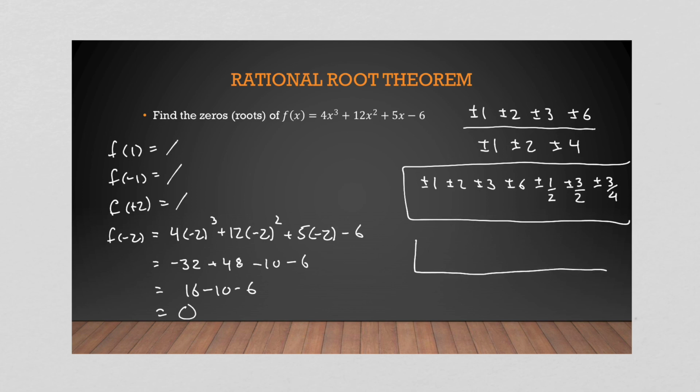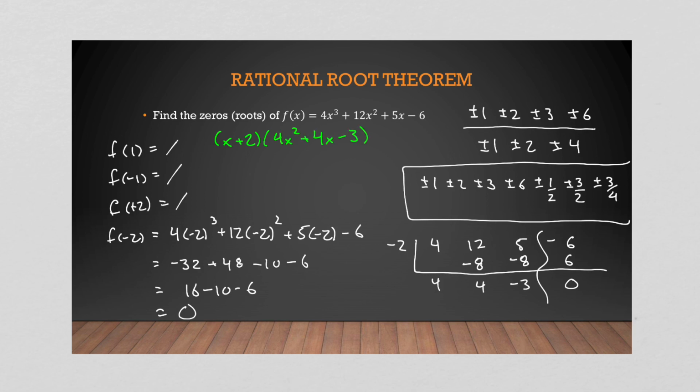So let's go to our synthetic division. 4, 12, 5, negative 6. Negative 8, 4, negative 8, negative 3. Sorry, that's a negative 6, 6, 0. Awesome. So we get our factored form. I'll write it right in the middle here in green. So now we get x plus 2, because x equals negative 2 is a root. And then we get 4x squared plus 4x minus 3.